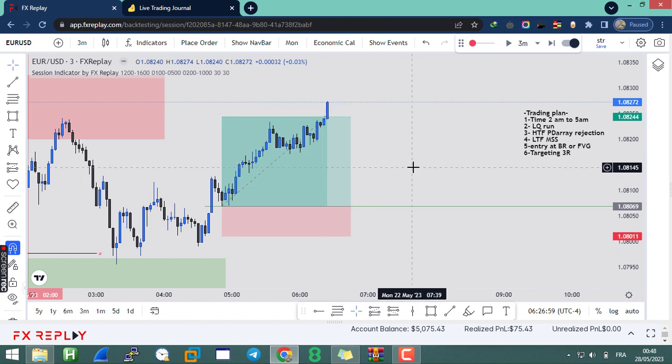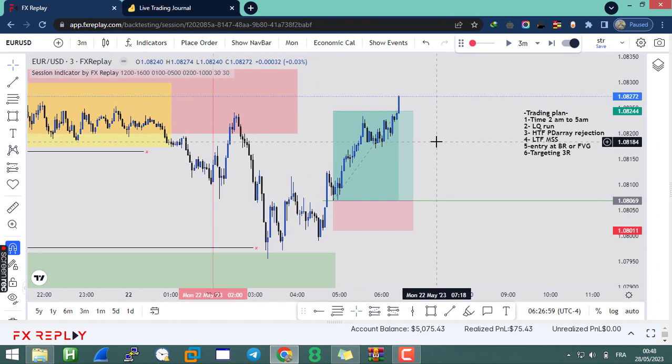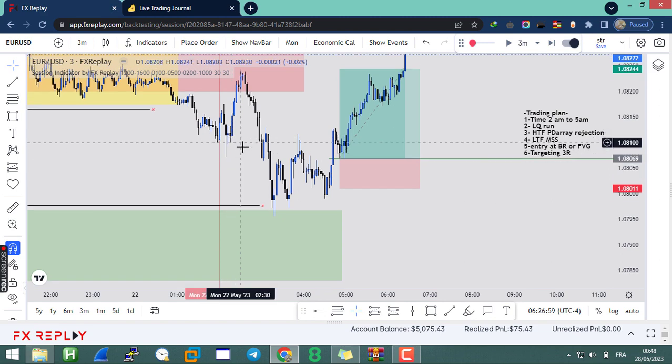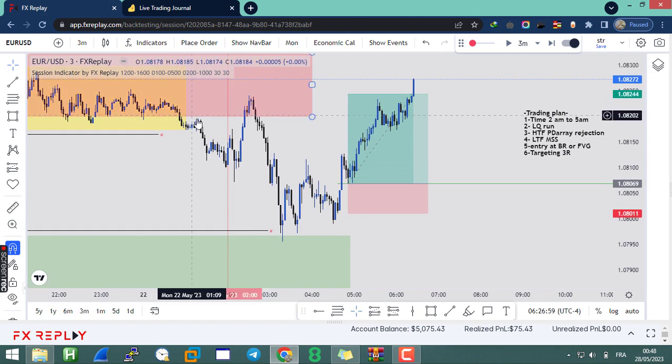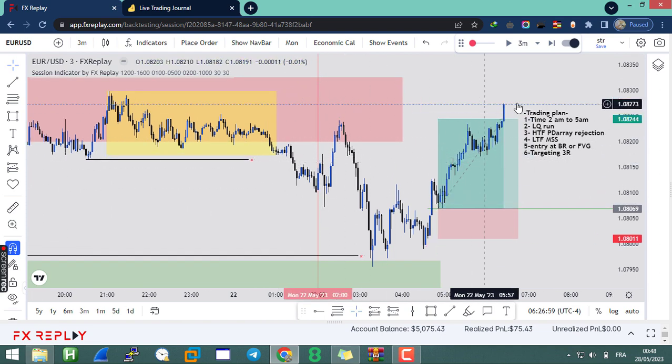So basically, this is Monday. You can see that from 2 a.m. to 5 a.m. there was the liquidity. So why this trade? Maybe we didn't take it. I'm going to tell you. Basically, on this plan, we want to see the liquidity run happen after 2 a.m. So the liquidity run happened here, but it was before 2 a.m. That's why I didn't take the trade.